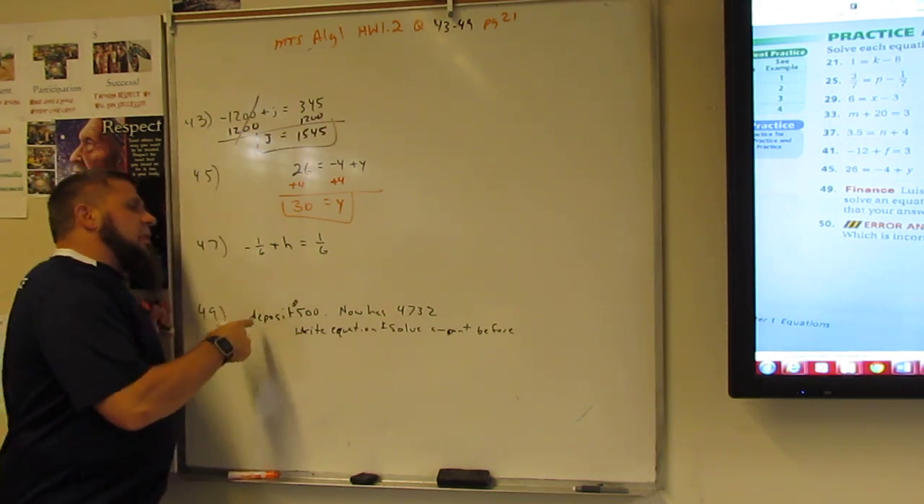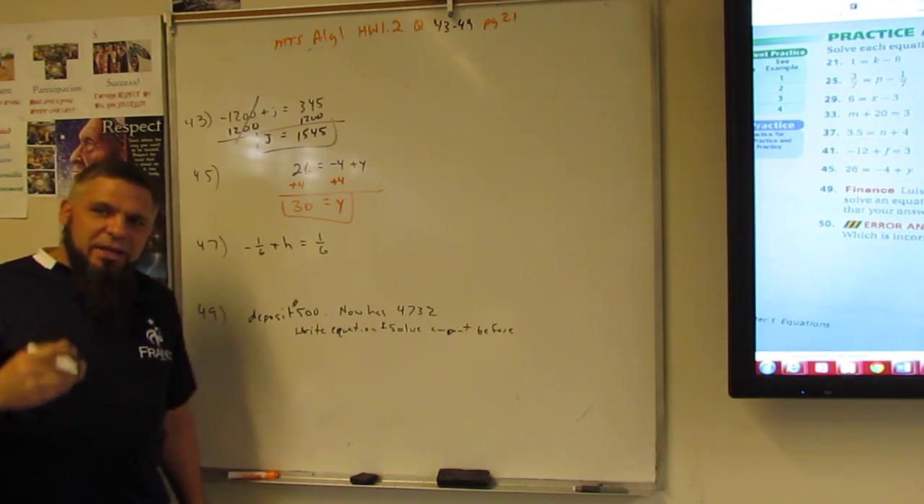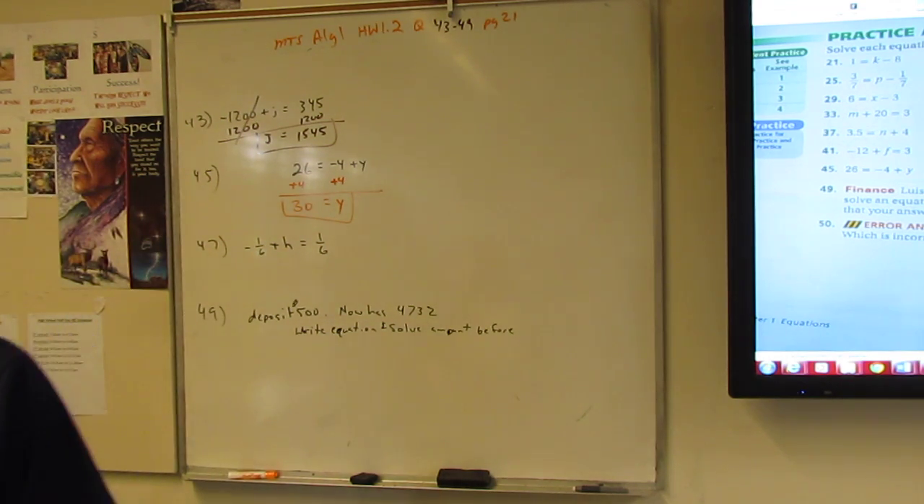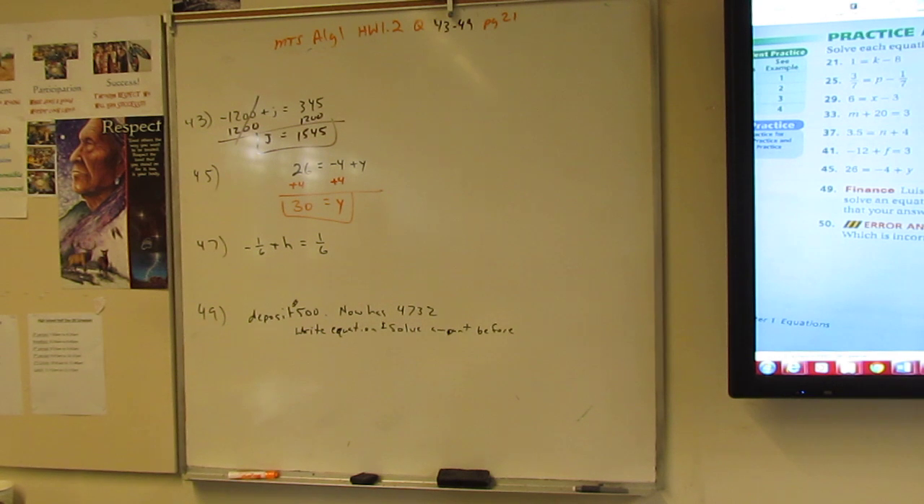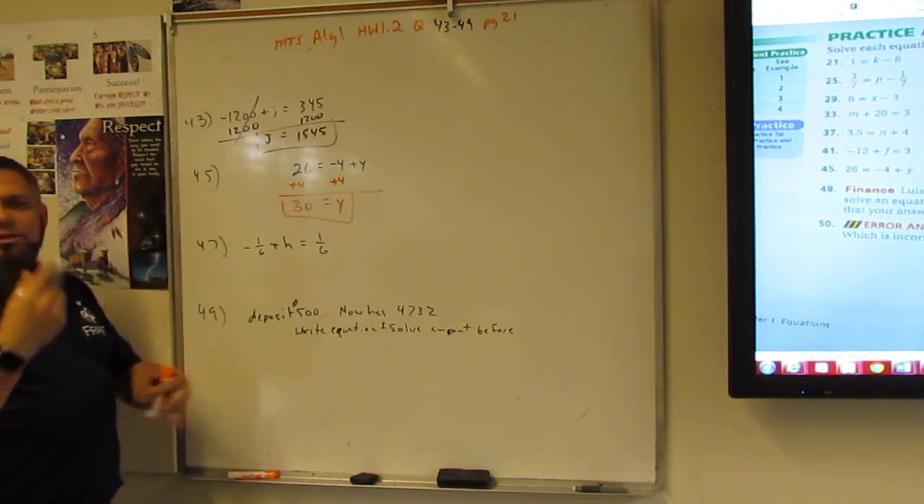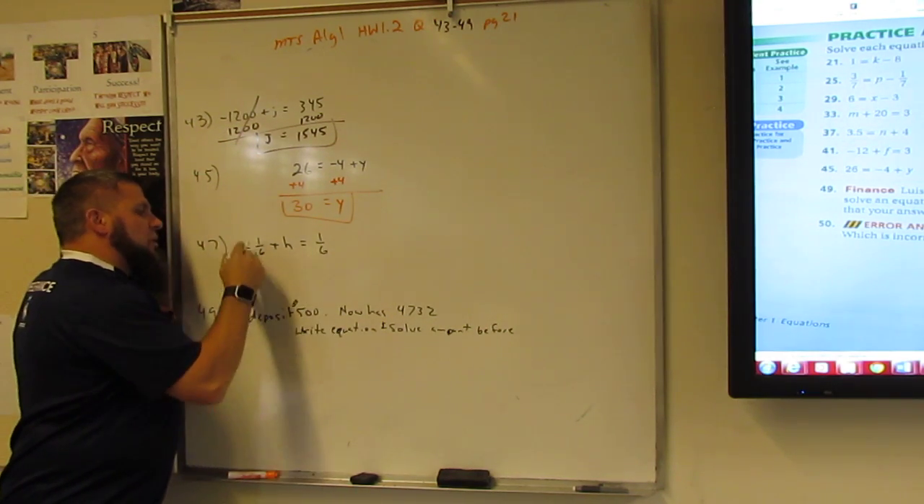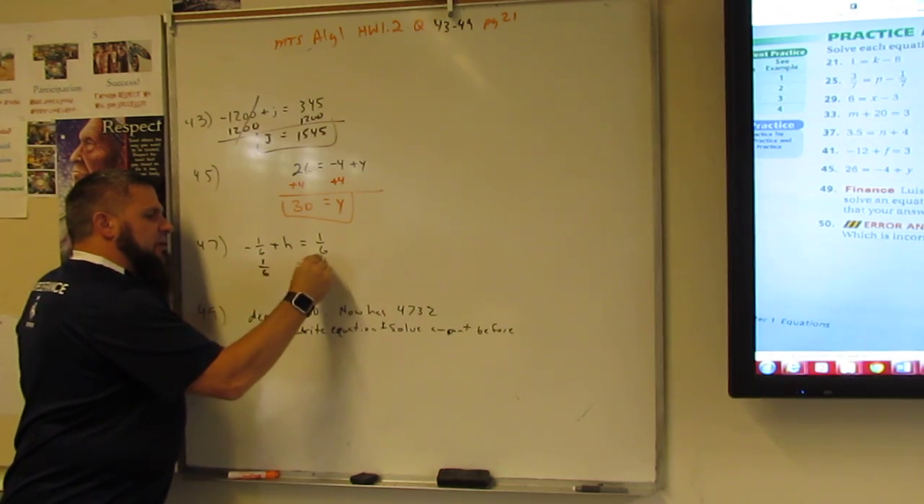Is that making sense? Okay. Then we go to the next one. What's the opposite? So now I want to hear it. You've got to give it to me. What's the opposite of adding negative 1/6? Positive 1/6. See? The more you do it, the easier it becomes, right? So we're going to add a positive 1/6 and a positive 1/6.